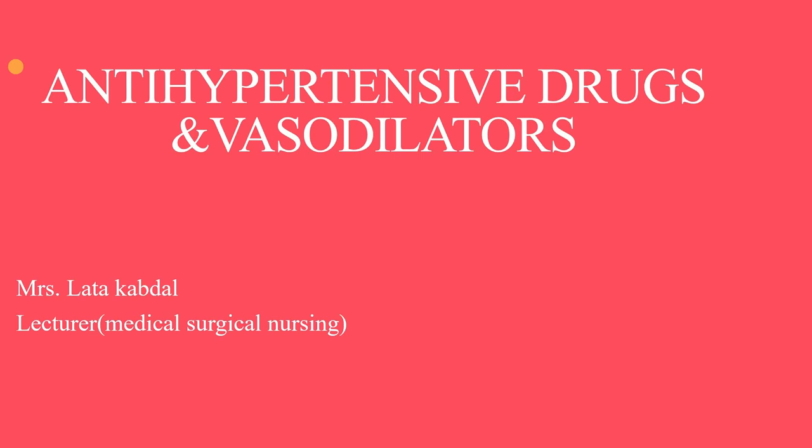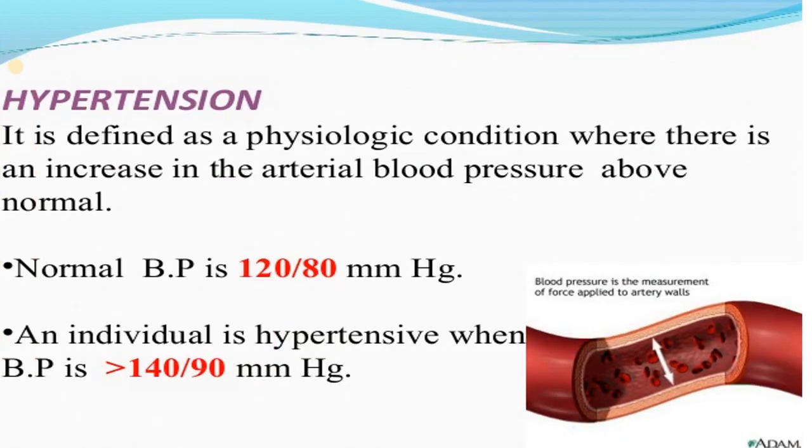So today we start antihypertensive drugs and vasodilators. Now, what are antihypertensive drugs? Do you have any idea? Okay. Antihypertensive drugs are those drugs that lower the arterial pressure in the blood. When the arterial blood pressure is disturbed, that is the time we should prescribe antihypertensive drugs.